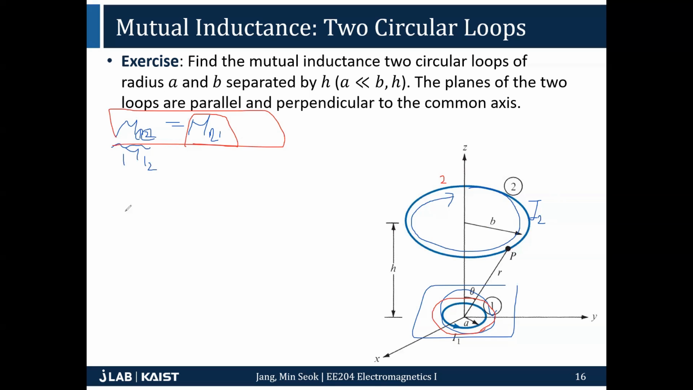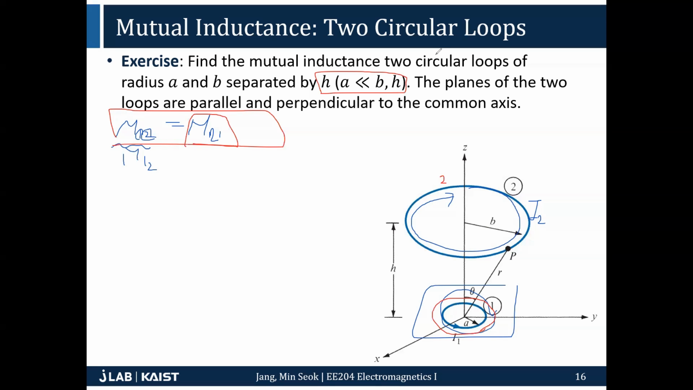And in this case, which one should you calculate? Which one should be easier to calculate with this approximation available, M12 or M21? Can you type in which one would be easier to calculate? M12. Yeah, many of you got the correct answer. Yes, M12 should be easy, right?